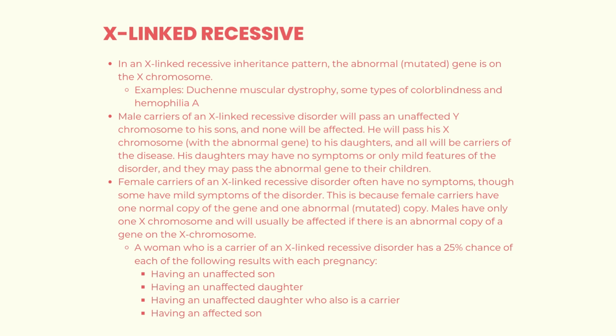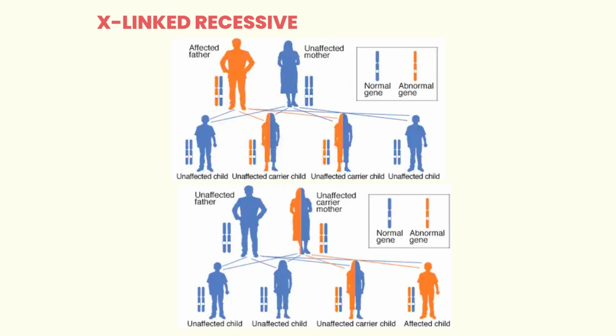As for female carriers of an X-linked recessive disorder, oftentimes because these are recessive and we have 2 copies of the X chromosome, it would be a low likelihood the person would be affected. However, if the mom passed along the X chromosome to her son, then the son would be affected by this X-linked recessive disorder because they only have 1 X chromosome. So here's an example of how that would play out.